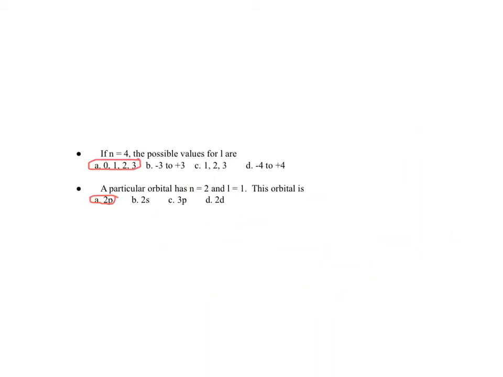Okay, so when n equals 4, we know that the possible values for l are 0 to n minus 1. A is 0, 1, 2, and 3. And then the second question here, a particular orbital has n equals 2 and l equals 1. That defines it as the 2p, and so both of those answers are A.